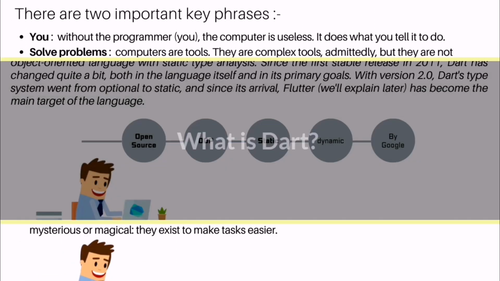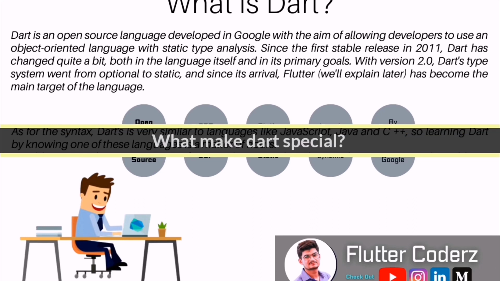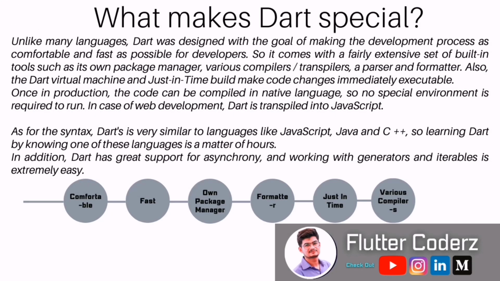Let's jump into what is Dart. Dart is an open source programming language developed by Google. It was released in 2011. It's similar to JavaScript. Basically, Dart is a static type language, but it also supports dynamic type. Let's understand a few key factors that make Dart special: compatible, fast, package manager, formatter, just-in-time compiler and various compilers. Pause the video and read more about it.